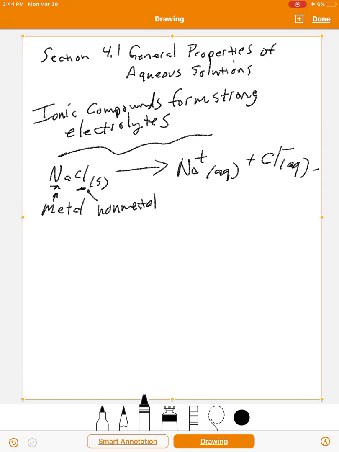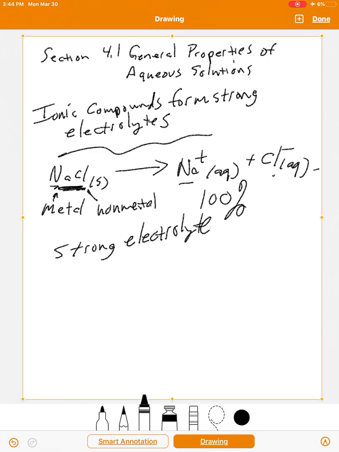Okay, so sodium chloride dissolves into water, 100%. All the sodium chloride dissolves. So this is called a strong electrolyte because it's going to conduct electricity very well, right? Sodium, chloride, those are ions. They conduct electricity. If you dissolve it and you get 100% sodium and chloride, that's going to conduct electricity very well. So we have the strong acids, we have the weak acids, we have the weak bases. Now we have the ionic compounds.